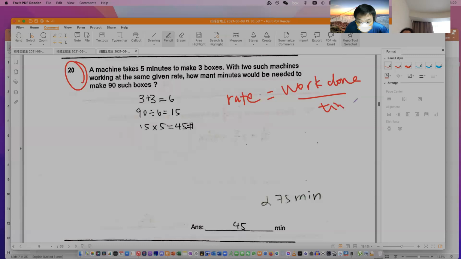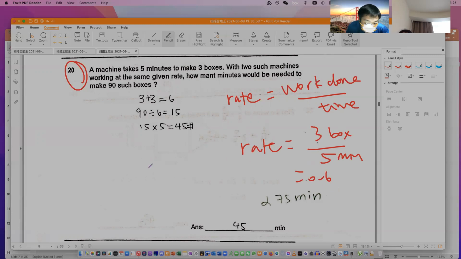divided by time. A machine takes 5 minutes to make 3 boxes. So the rate is work done, 3 boxes, over 5 minutes, so it's 0.6. That's the rate. With 2 such machines working at the same time, both working together, the rate is 1.2. So how many minutes would be needed to make 90? So 90 divided by 1.2. So what do you get?